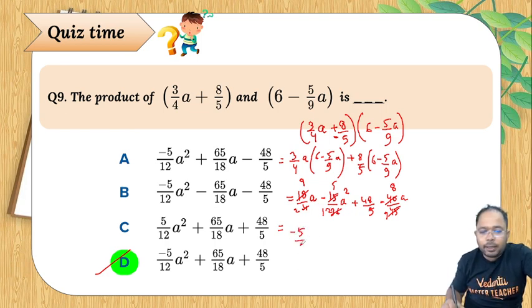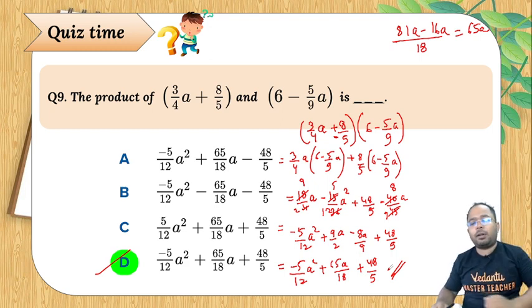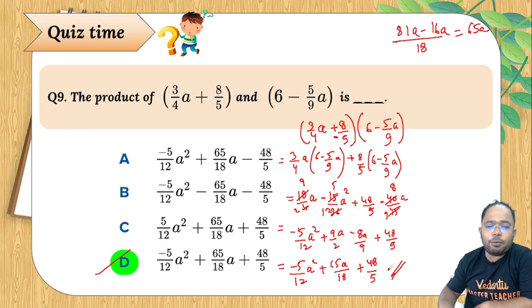First will come -5/12a squared, after that will come our positive, see what is positive: 9/2a, and here ours is negative 8a/9, and in the last will come plus 48/5. If we take the LCM of this, what comes: the LCM of 9 and 2 is 18, 2 9 18, 9 9 81a minus 9 2 18, 8 2 16, 16a. Subtracting this, 11 minus 6 is 5, 7 minus 1 is 6, so comes 65a, absolutely correct, plus 65a/18 plus 48/5, and this, my dear students, is the correct answer of question number 9. Okay, let's move to the next one.